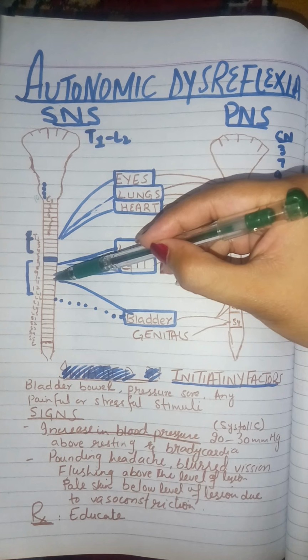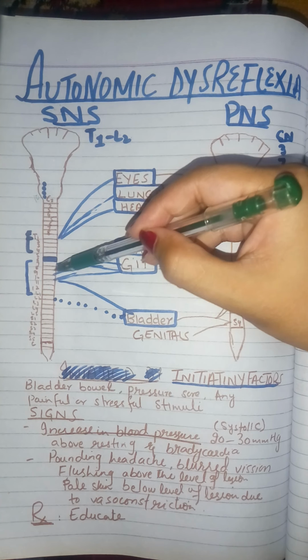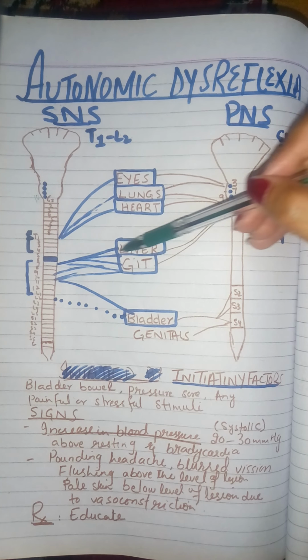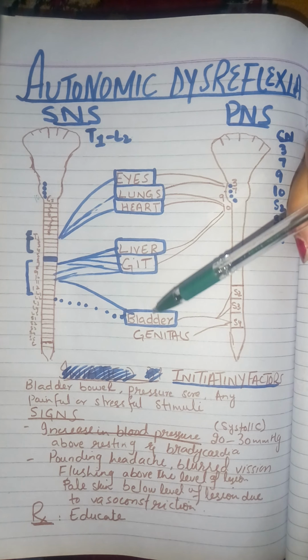So the sympathetic nervous system keeps on increasing the heart rate and keeps on increasing the blood pressure of all the vessels situated in the abdominal area.